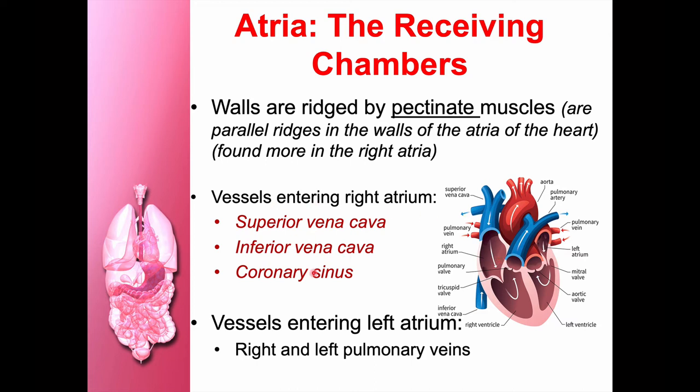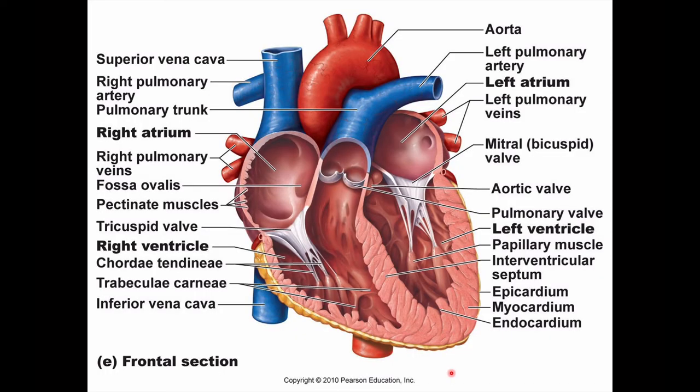Superior vena cava, inferior vena cava and coronary sinus are opening. Okay, so next you can see this is a cut section of the heart. This is the atrium and this is the ventricle, right atrium and right ventricle, and this is the left atrium and the left ventricle. And here you can see the valves. This is the tricuspid valve and the mitral valve, and these structures are called chordae tendineae, which are attached to the papillary muscle.